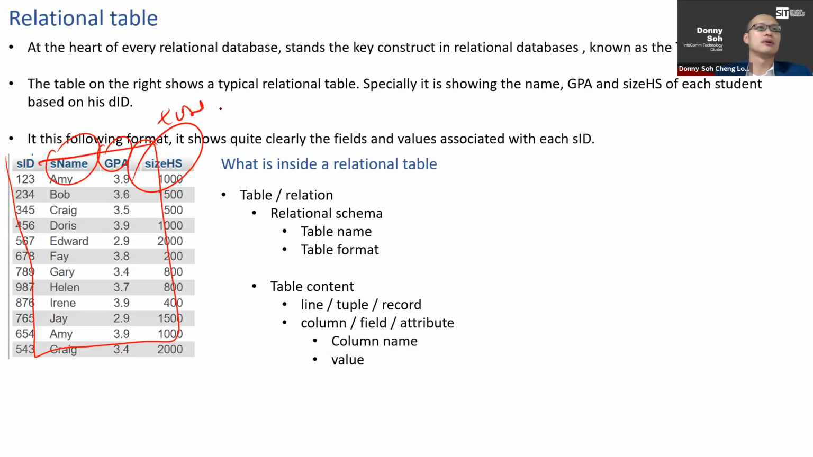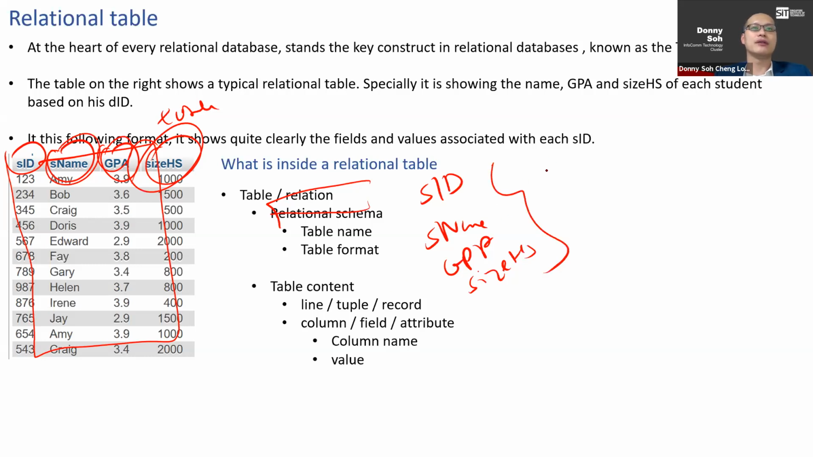It's a table, and there's a relational schema. In this schema is the concept of what these various fields have. So this is the table format, which is SID, SName, GPA, and size HS. All of these will have a certain attribute given to them. For example, this one may be integer, this may be string, this may be float, and this may be integer as well. So there will be a table name as well as a format that the data has got to follow.